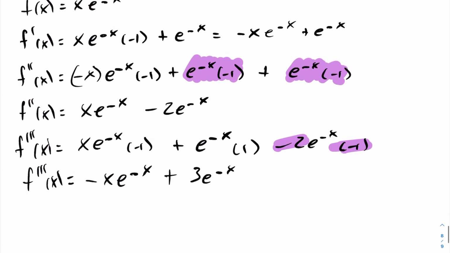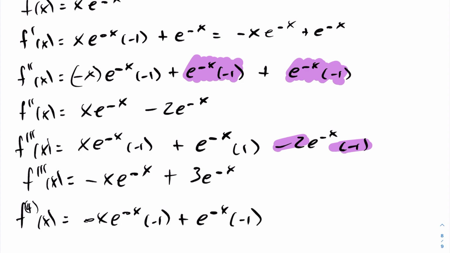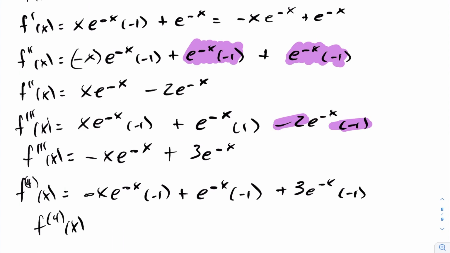A couple more of these, I think we'll be able to establish the pattern. Let's go ahead and take our fourth derivative at x. Well, the fourth derivative is going to be the first times the derivative of the second plus the second times the derivative of the first plus taking the derivative of this term here, it's going to be itself times the derivative of that negative x. Putting this together and simplifying, we get x e to the negative x minus 4 this time, e to the negative x.